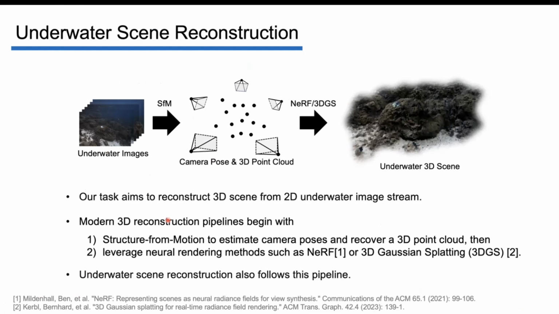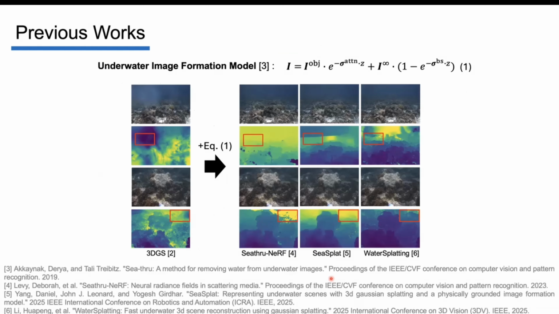Most modern 3D reconstruction methods start by estimating camera poses and initial point cloud using SfM, and then apply neural rendering methods such as NeRF or 3D Gaussian splatting. Underwater scene reconstruction generally follows the same pipeline.